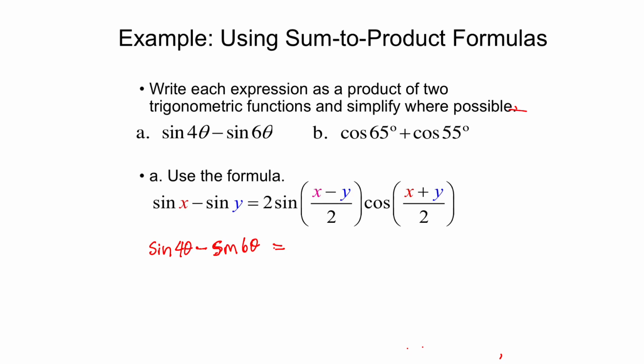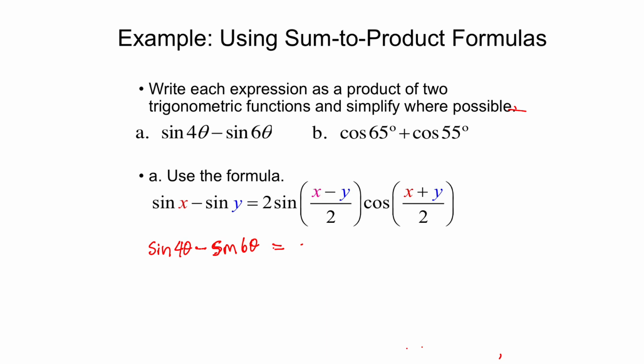Our first one is going to be rewriting the sine of 4 theta minus the sine of 6 theta, and then we'll take b on next. So it's a subtraction of two angles, right? And in applying this difference, you can think of it as a sum, but like plus a negative, right?